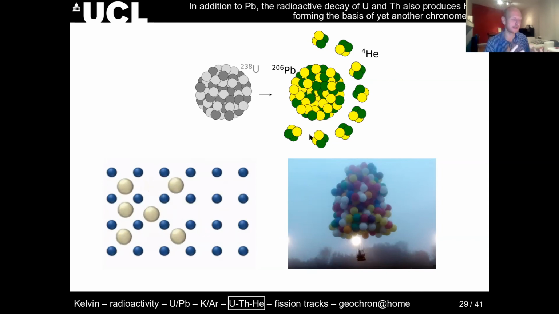It is only when a rock cools below 60 or 70 degrees that the helium gets locked in and that the clock starts ticking. So unlike a uranium-lead age, which is a crystallization age, the helium age is a cooling age.